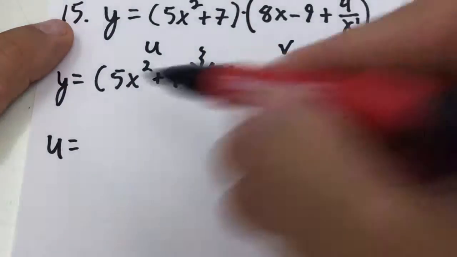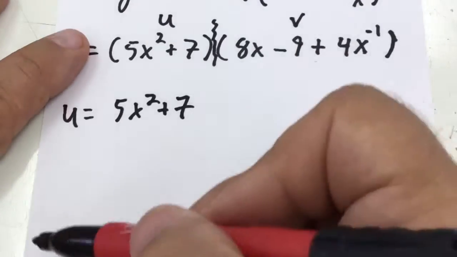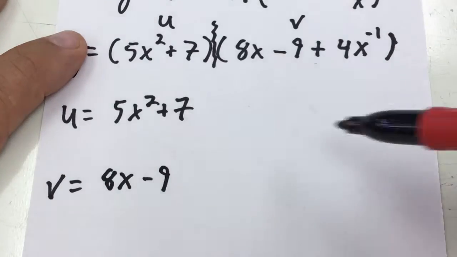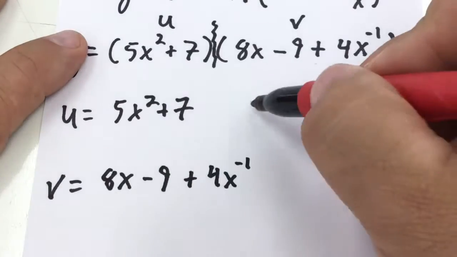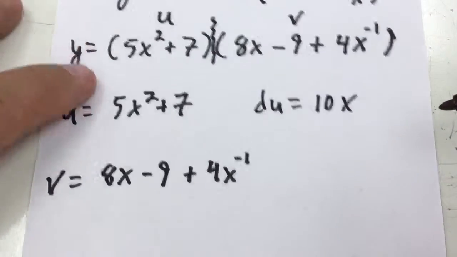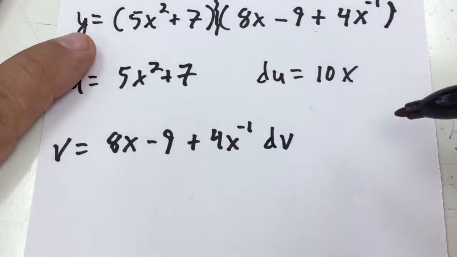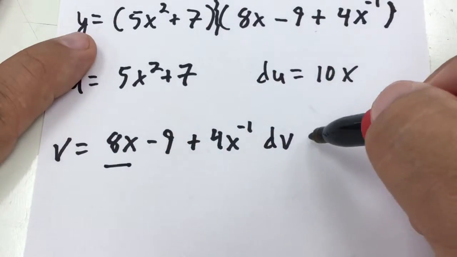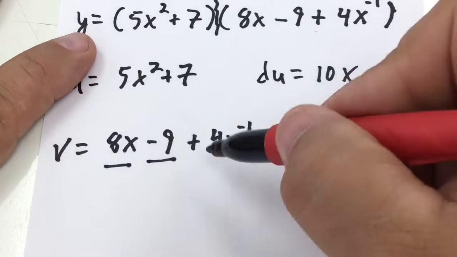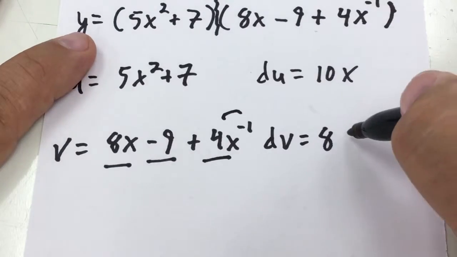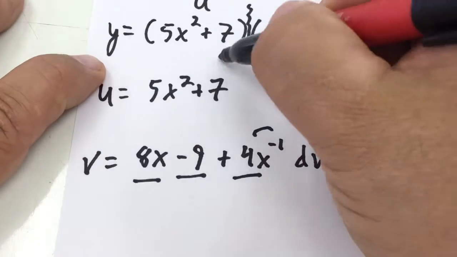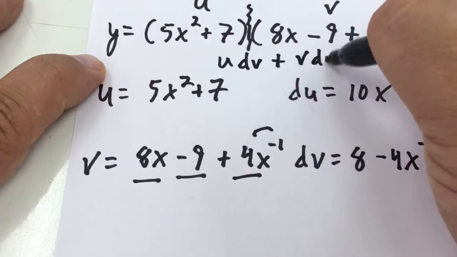So I'm going to have a u equals 5x squared plus 7. I'm going to have a v equals this long equation, 8x minus 9 plus 4x to the negative 1. Now my du, or my derivative of u, that equals 10x. And the derivative of 7, let's recall, is 0. My dv, the derivative of 8x minus 9 plus 4x to the negative 1. The derivative of 8x is just 8. The derivative of negative 9, the derivative of any number, is 0. And then the derivative of 4x to the negative 1 using the power rule would equal negative 4x to the negative 2. And the rule is u dv plus the v du.